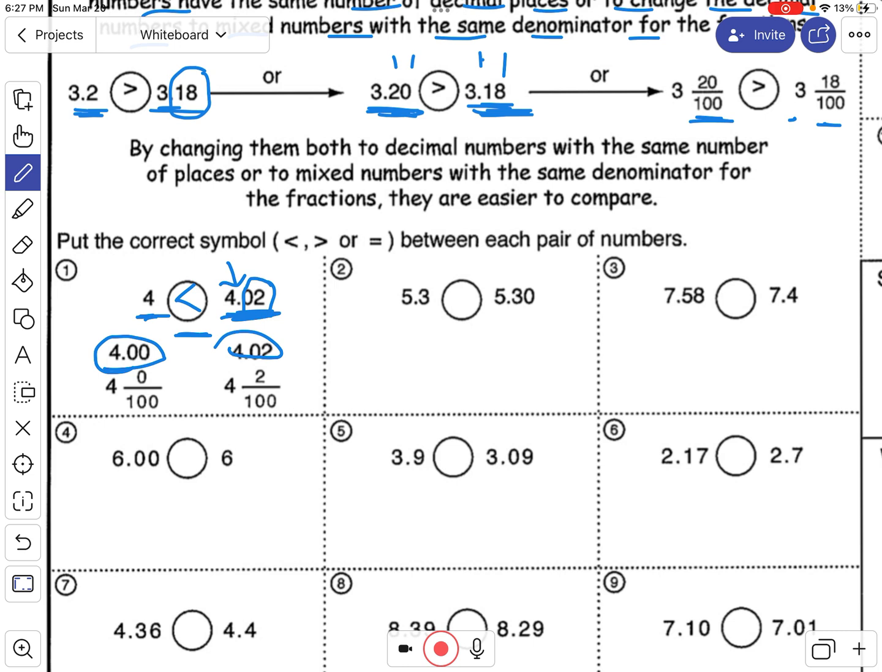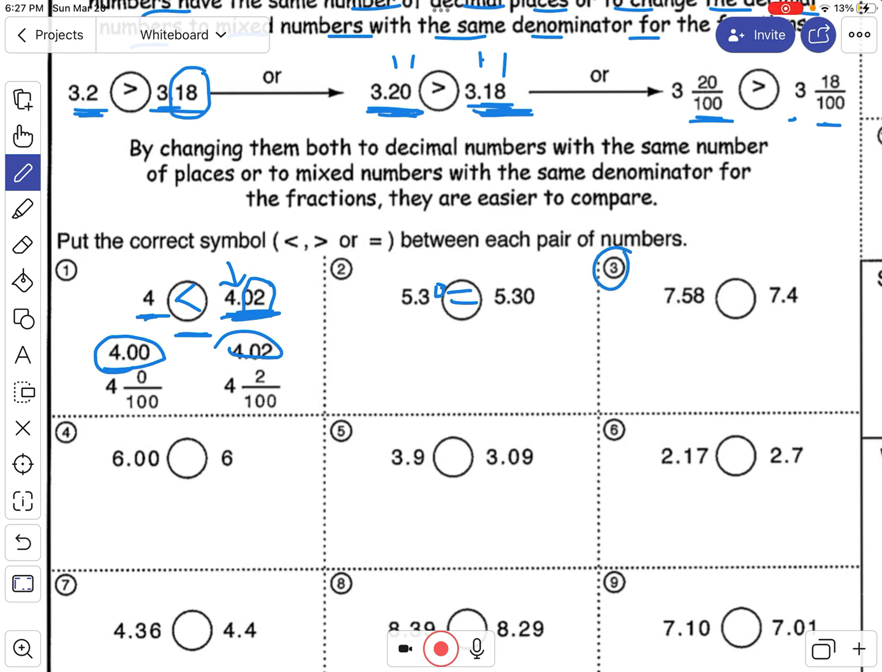All right, the next one has 5.3 and 5.30. Go ahead and add a 0 to make both numbers have the same number of digits. You should put a 0 right here, okay? So now you have 5.30 and 5.30. Well, those are the same number. You should put an equal sign in there. All right, pause the video, try number 3, and then turn the video back on.